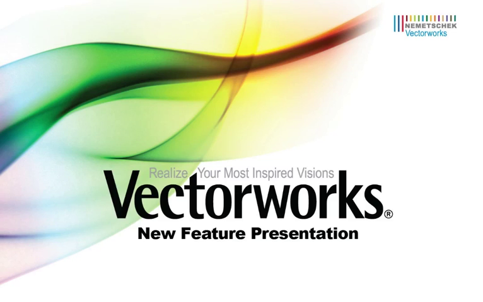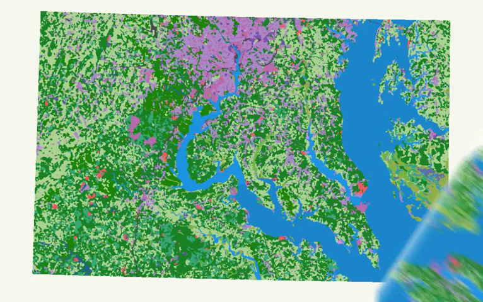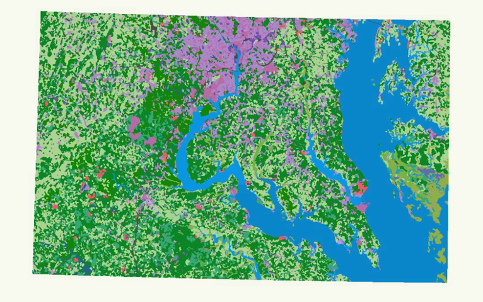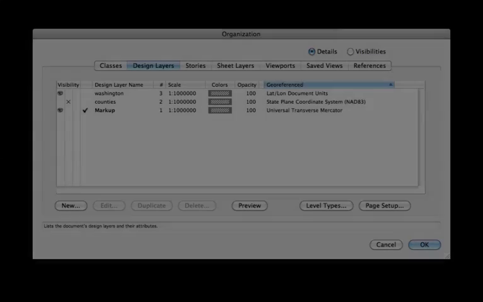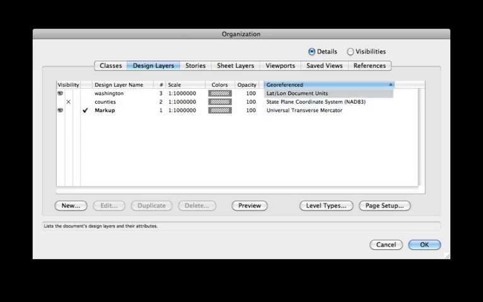The improvements to GIS and new georeferencing features allow unprecedented control of imported and exported real-world coordinate data. The first and most popular change is the ability to use real-world coordinates, latitude and longitude, directly in a Vectorworks document.